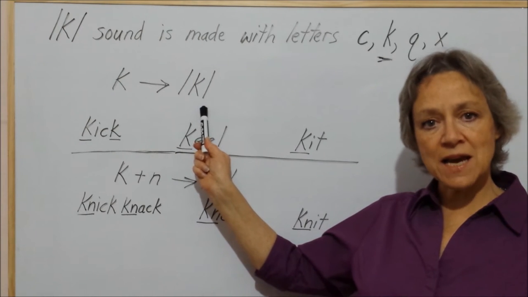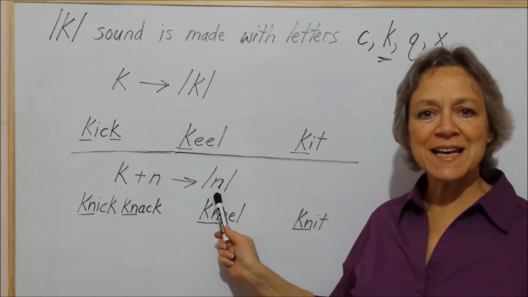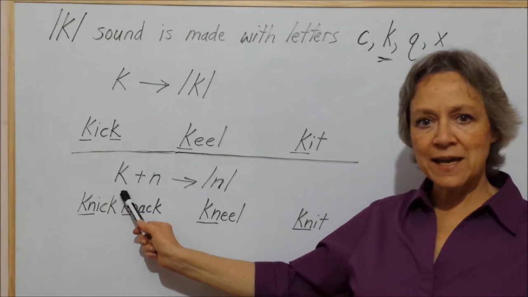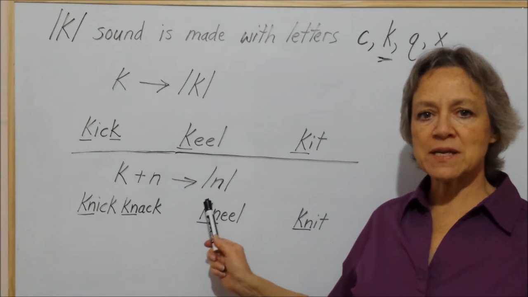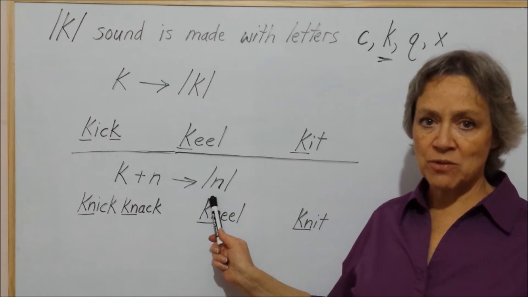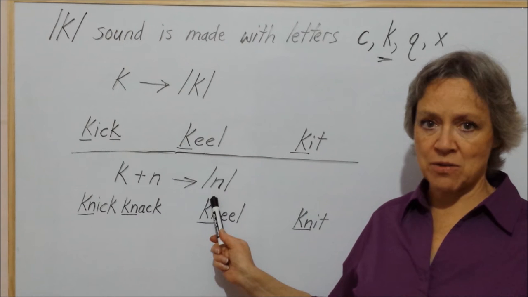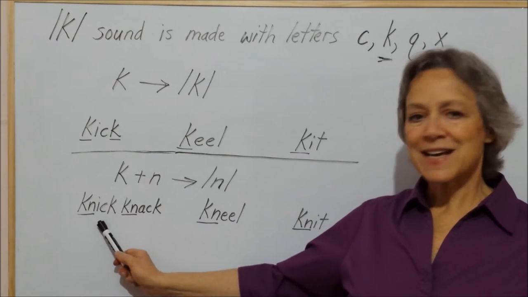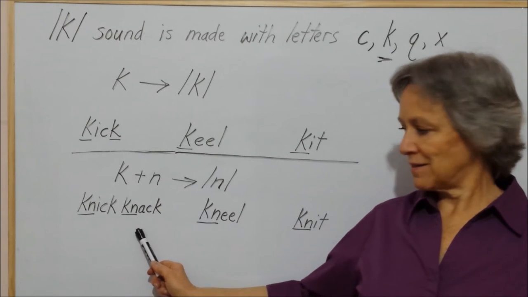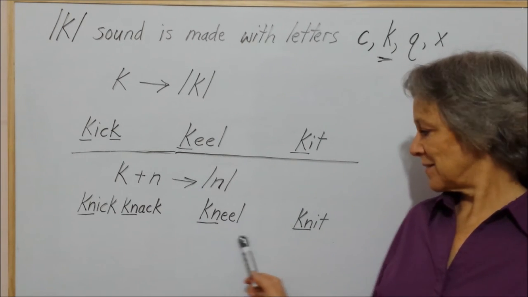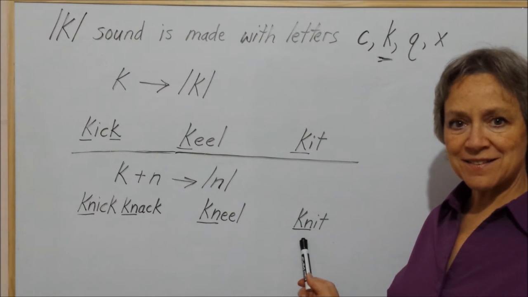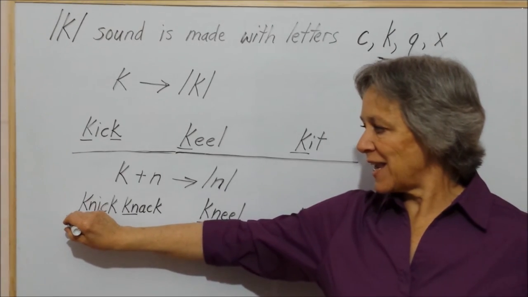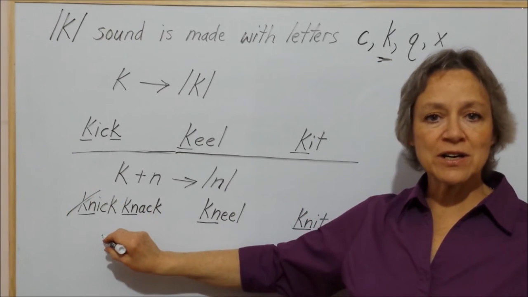However, if the letter K is followed by the letter N, then it does not make the k sound. Instead, it makes the N sound, like the letter N. K plus N makes the N sound. It does not make a K sound. Here are some examples. This is knick-knack, kneel, knit. So in each of these words, with the KN, we do not hear K.